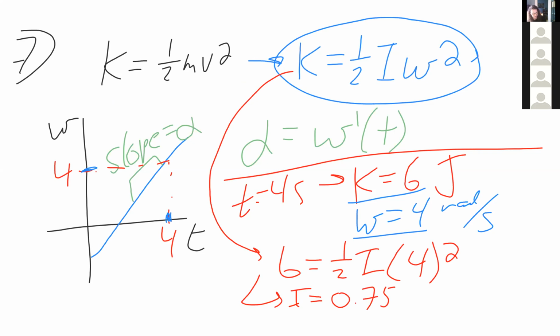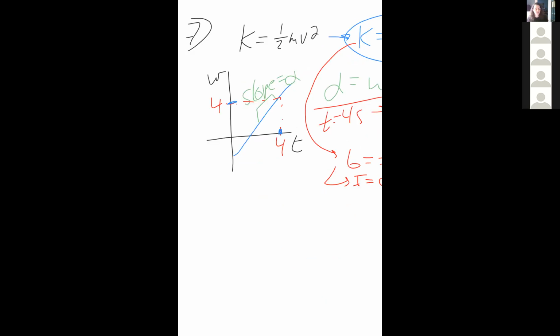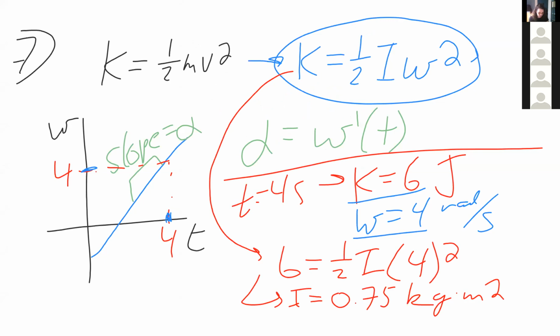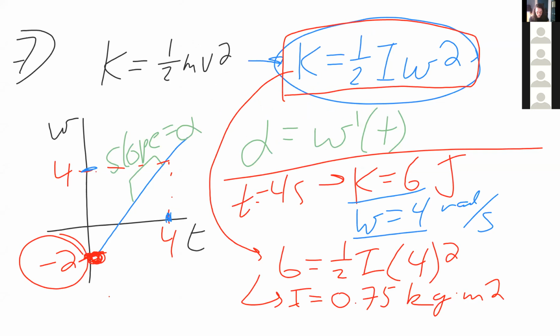The units of rotational inertia, since it's mass times distance squared, will be kilogram times meter squared. This inertia will be constant for this object. So when they ask us to investigate the kinetic energy at time t equals 0, that will be down here on the graph. You'll just read off the omega here, which is -2. And then you'll just calculate, again, using K equals 1/2 I omega squared. You'll use your omega of -2, and you'll use whichever inertia you found from this calculation here.